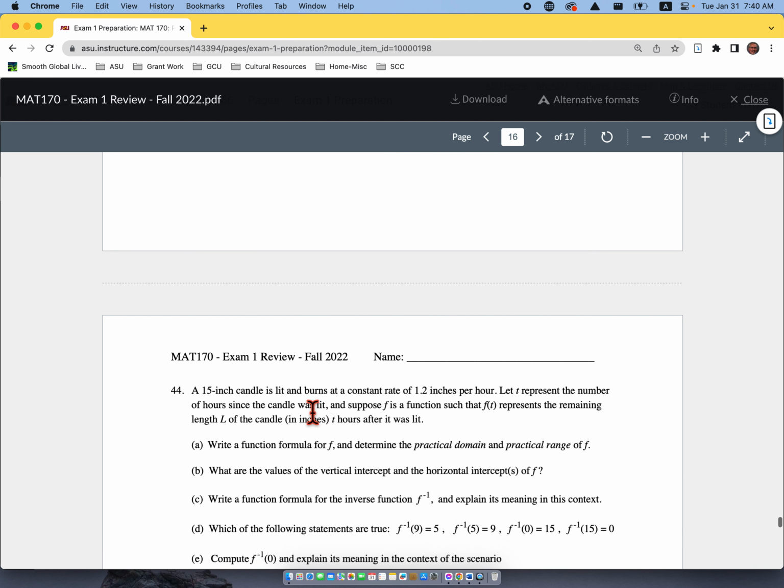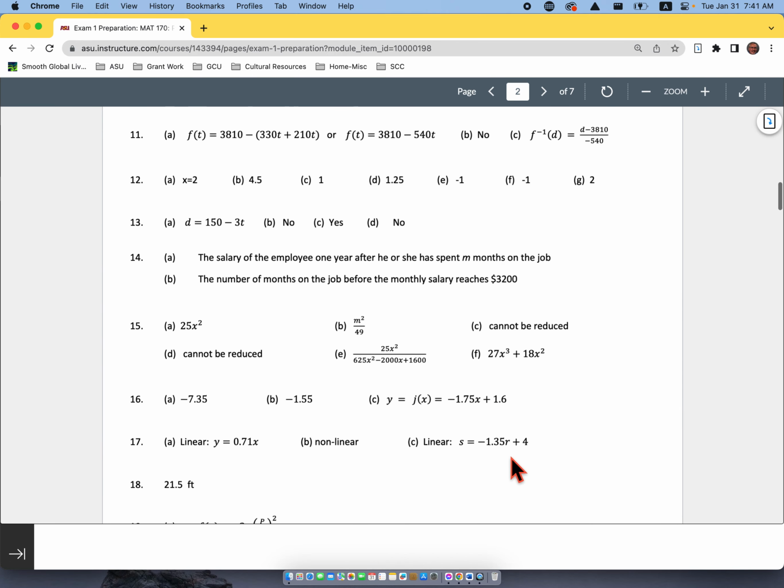The answer key, some of the questions it actually explains in detail. Other times it just gives the answer, so you can check whether it's right or wrong. But then sometimes it does actually provide some pretty good explanations.